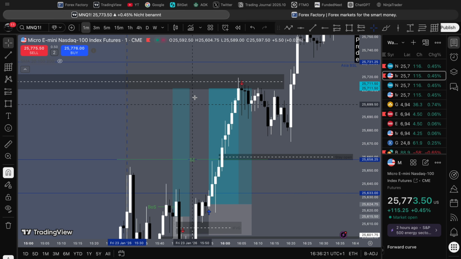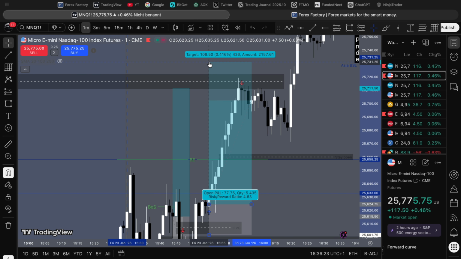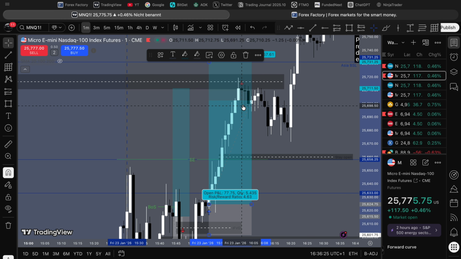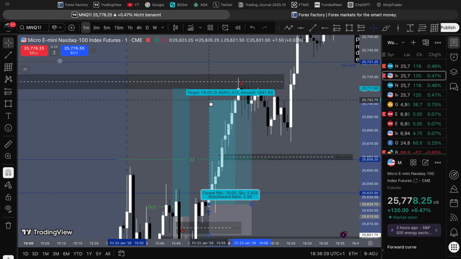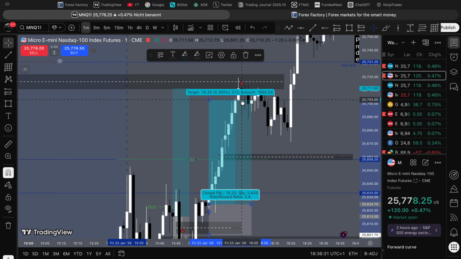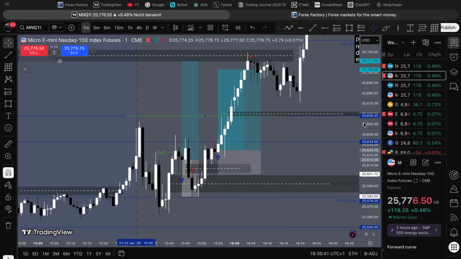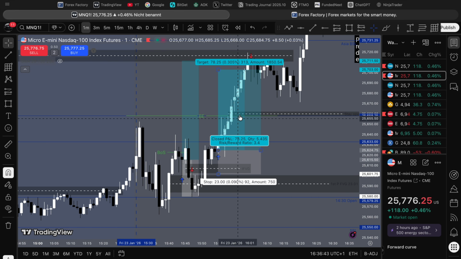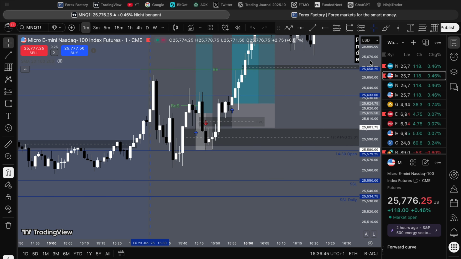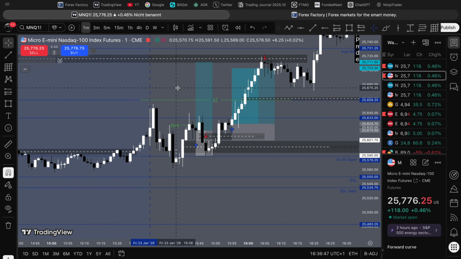I didn't hit the target directly because my take profit was here, but then I saw this reaction and took my profits here. So it's something like that. And I copy trade these accounts so they have the same trading size. I traded with 1 micro on each account.